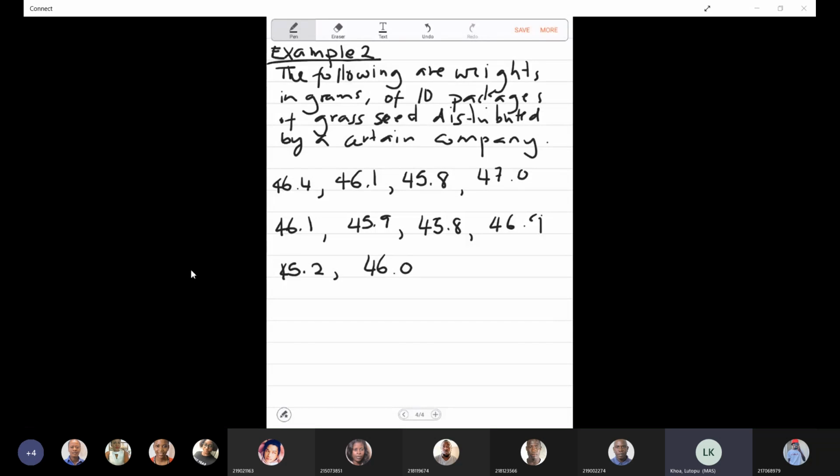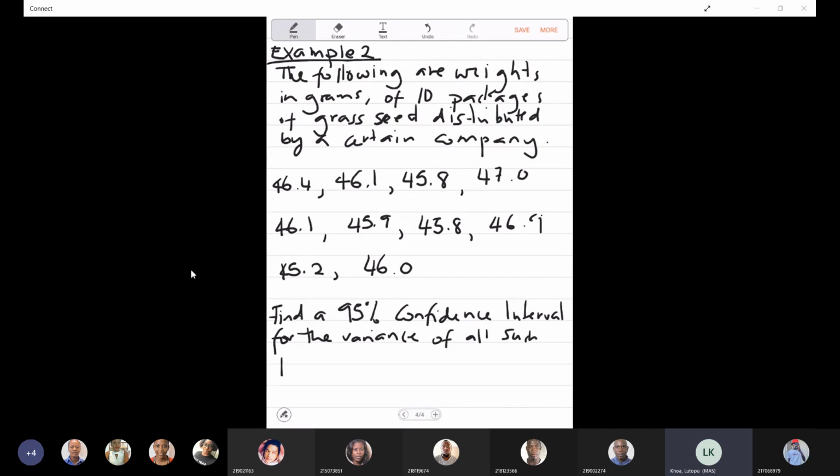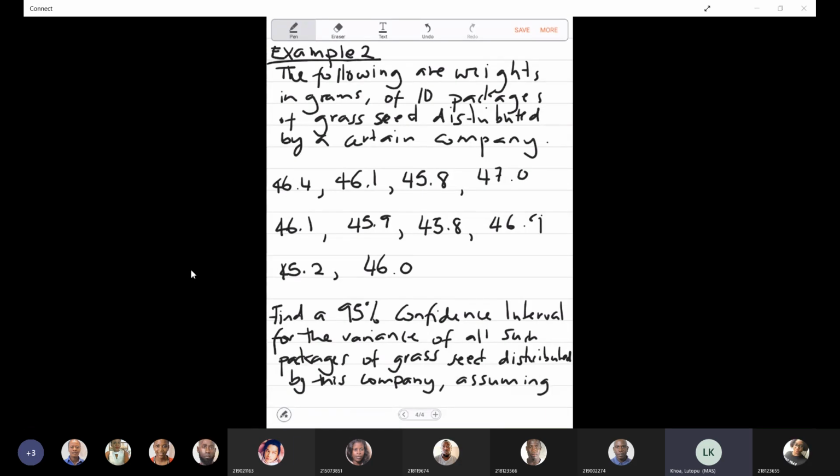Now what we need to do is find a 95% confidence interval for the variance of all such packages of grass seed by this company. And here, assuming a normal population.